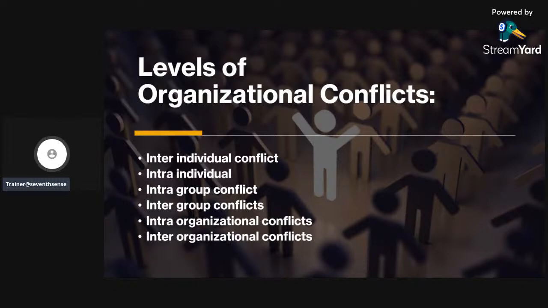What is intra-organizational conflict? Intra-organizational conflict is a conflict which arises within various levels of the department or various levels of the organization. There are various kinds of intra-organizational conflicts, like horizontal conflicts, vertical conflicts, and line and staff conflicts. These are the different departments of organizations where the conflict occurs.